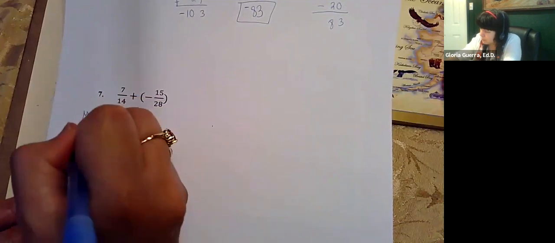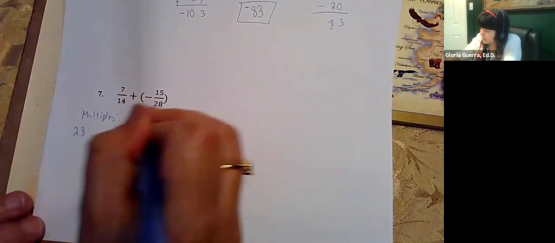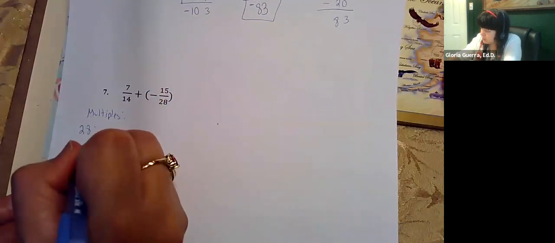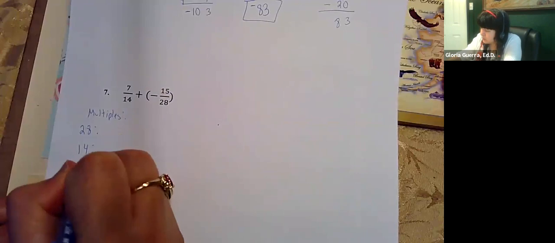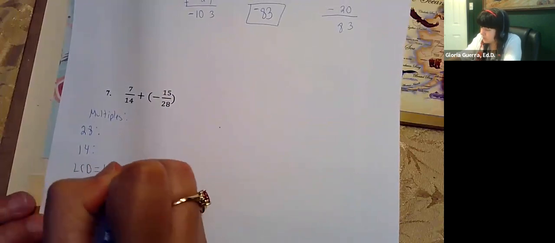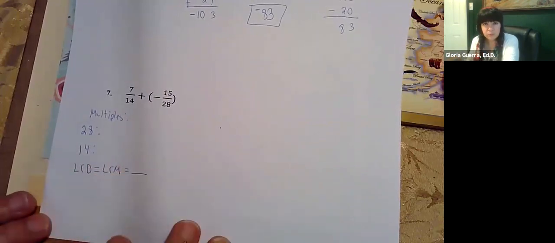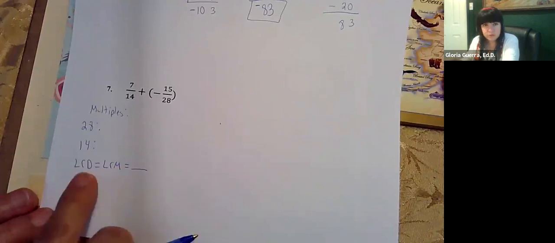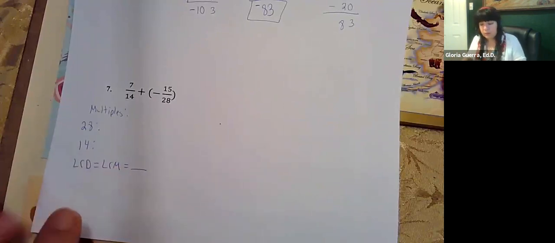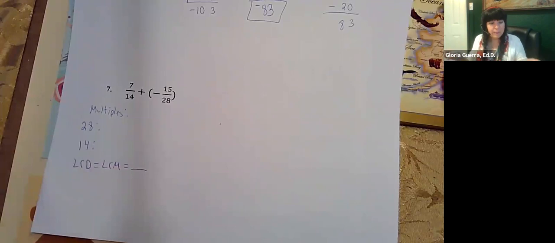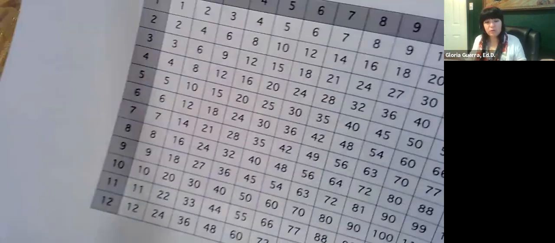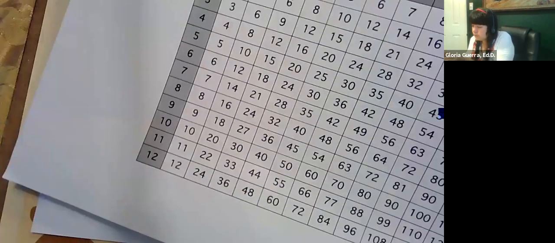I put the bigger number first, which is the 28 on the bottom, and then the 14. And I'm doing LCD, which is LCM, least common denominator, least common multiple. So it doesn't matter which one you put first, but they're synonyms. And when I look at my multiples for 28, both the 14 and the 28 go off this chart, but you do have this one.